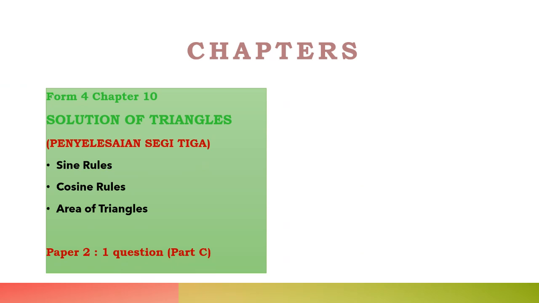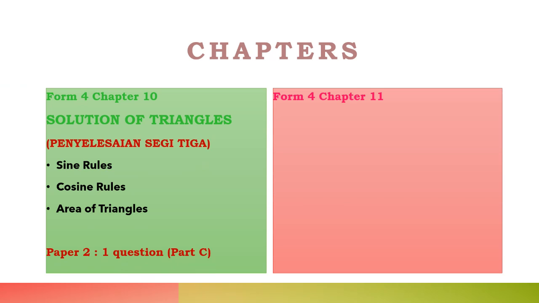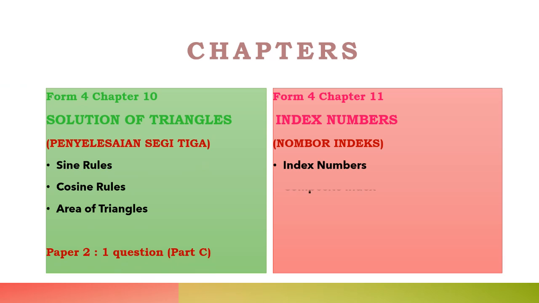Same thing, another topic that will come in paper 2, part C is known as index number. And the 2 things that you need to know in this index number are index number, which involves quantity as well as price, and also composite index. Again, there's only 1 question that is asked every year, that is in part C.